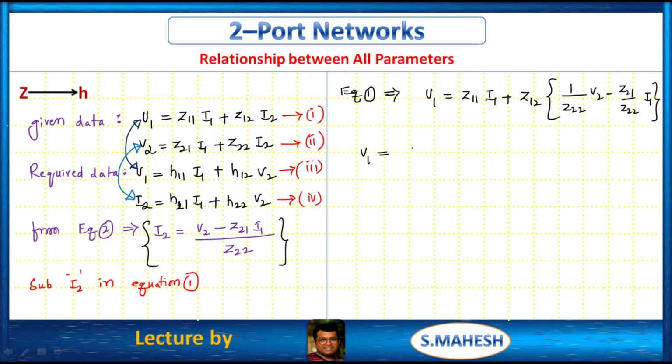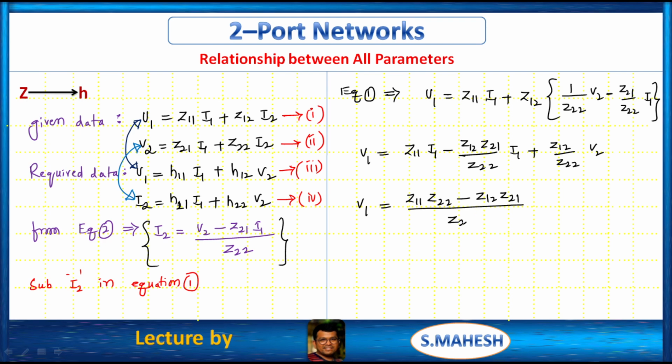Therefore V1 equals, this is Z11 I1, here also we have minus Z12 into Z21 by Z22 I1. So Z11 I1 minus Z12 into Z21 by Z22 I1 plus Z12 by Z22 V2. So V1 equals Z11 into Z22 minus Z12 into Z21 by Z22 into I1 plus Z12 by Z22 into V2, right?